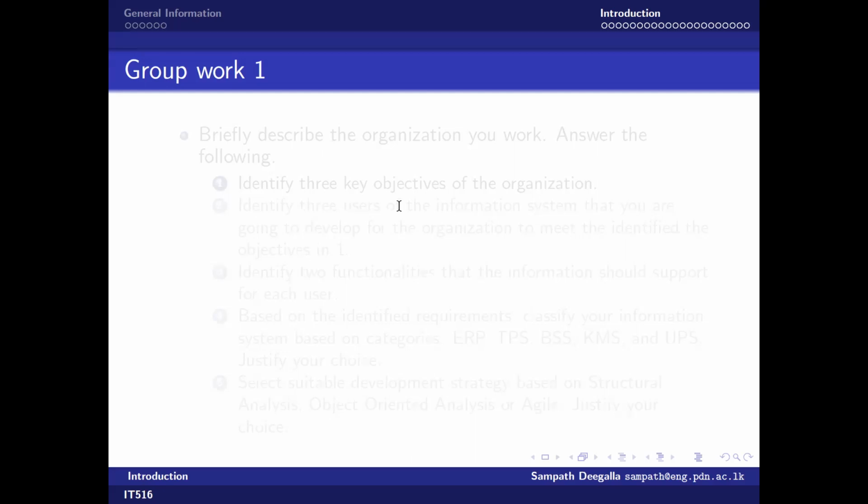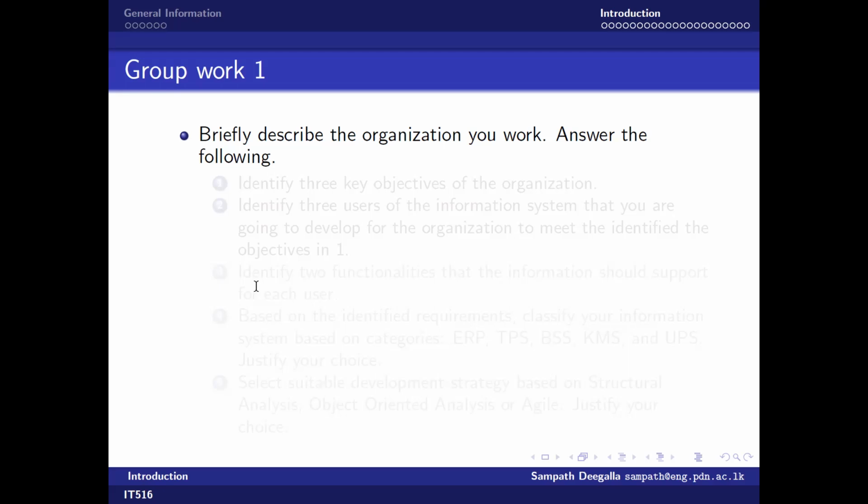Right, let me present the group work for you. This is for the remaining 1.5 hours. As a group, select one organization among yourselves. When you're selecting the organization, select a little more complex one, because otherwise you won't have many things to discuss in the group work.